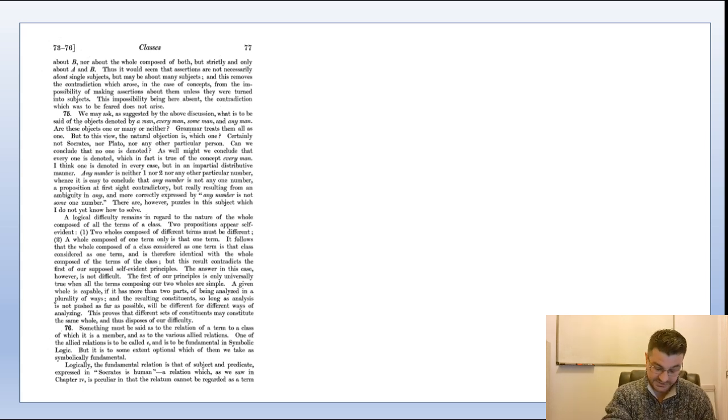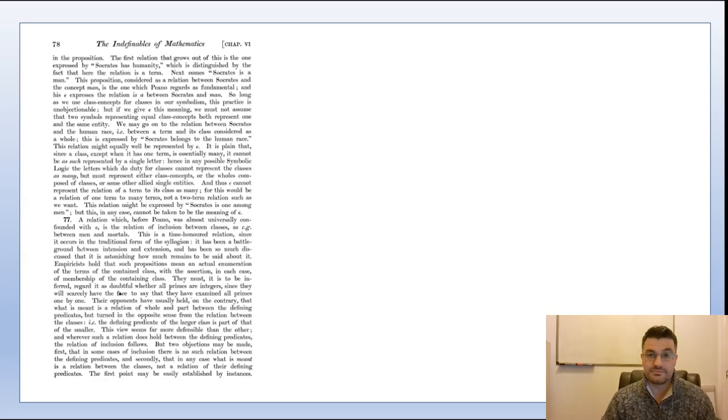So we talked about this earlier in this chapter. Identifying classes with class concepts presents a certain difficulty when it comes to identity of classes. We can talk about equal classes. So if we've got two classes which have the same terms, we can't necessarily infer from that they are identical. They are equal, but not necessarily identical.